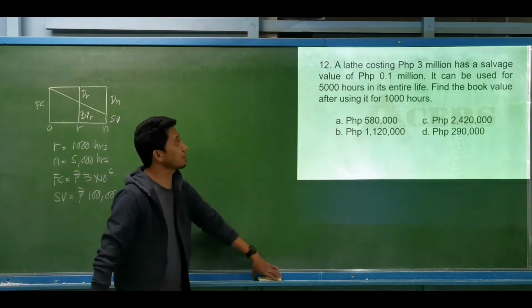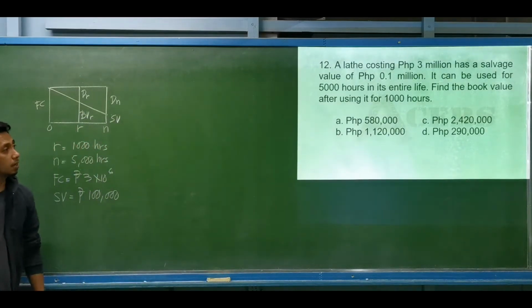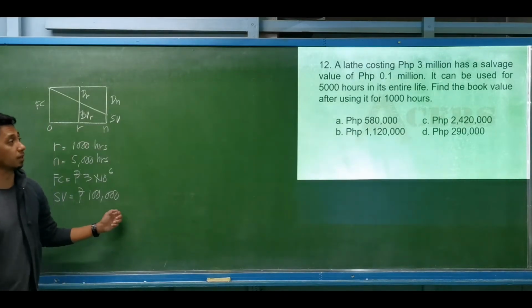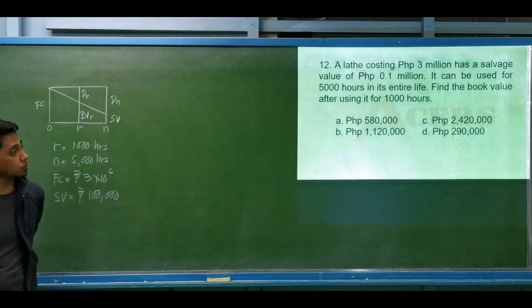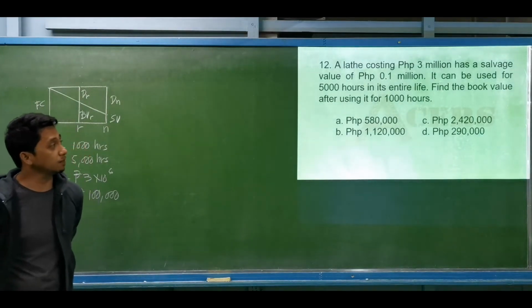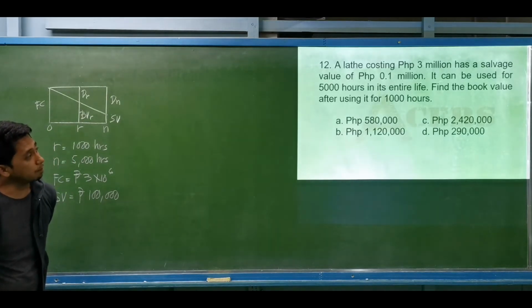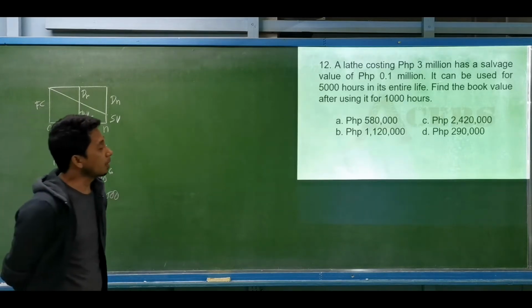So for our example, a lot costing 3 million pesos has a salvage value of 0.1 million, or that is the same as 100,000. It can be used for 5,000 hours, so this is our n, in its entire life. Find the book value after using it for 1,000 hours.